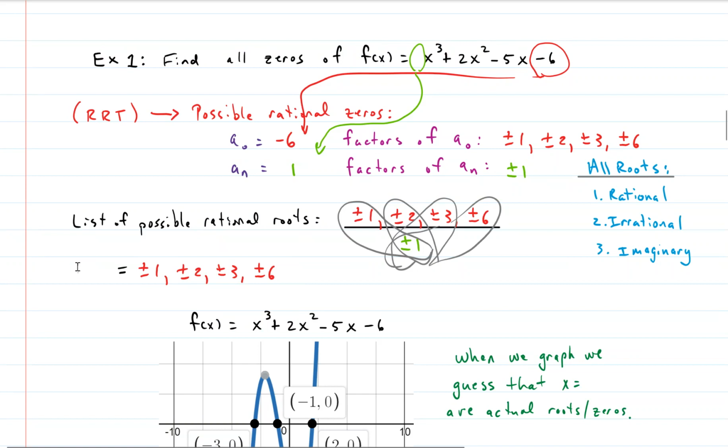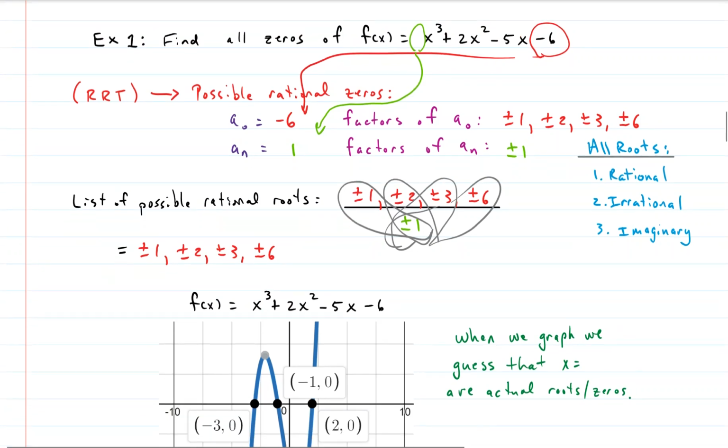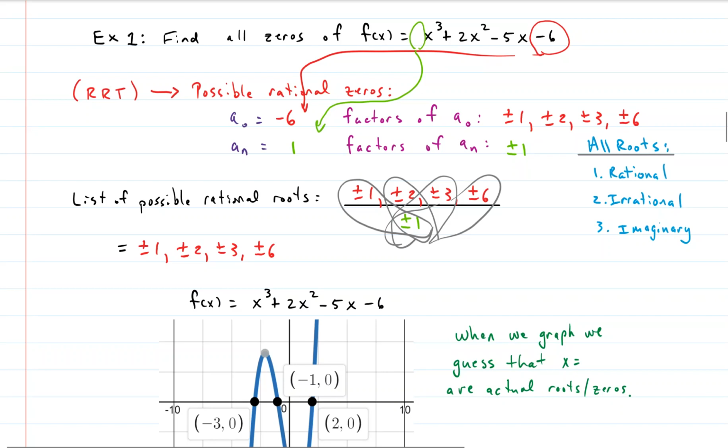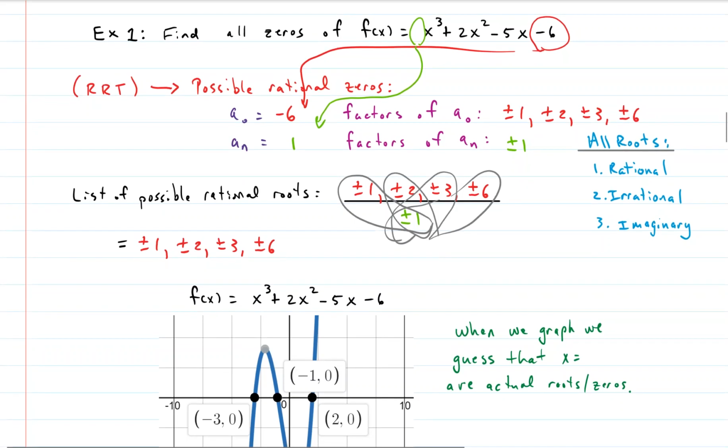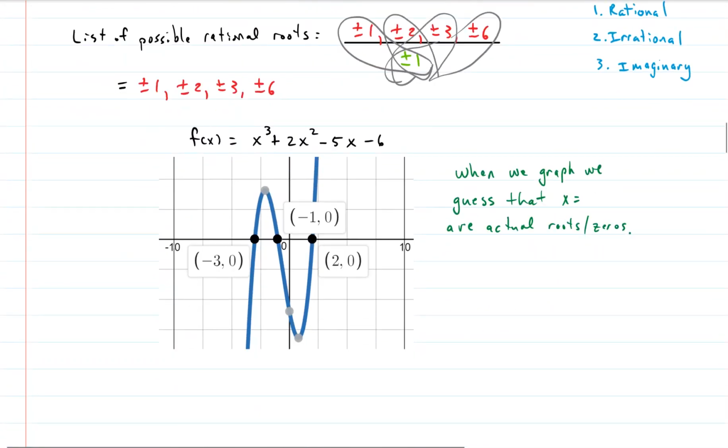So we have these options, plus or minus 1. So we've got 8 options. We have positive 1, negative 1, positive 2, negative 2, and so on. So if we graphed this, we could easily see which ones were the valid ones.